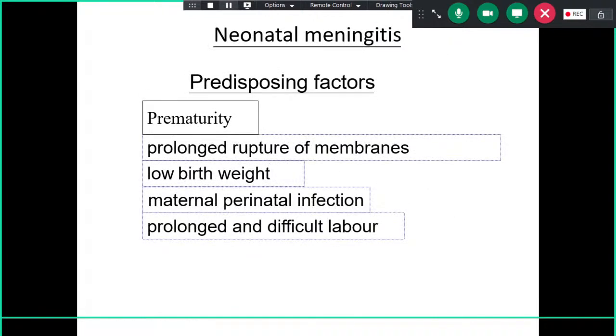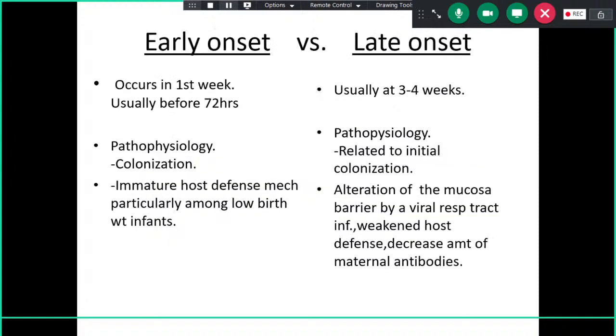So just quickly, what are the predisposing factors for neonatal meningitis? Prematurity, prolonged rupture of the membrane, low birth weight, and maternal perinatal infection. All these predisposing factors help these organisms, E. coli, group B streptococci, and Listeria monocytogenes, present in the birth canal to go upward and affect the baby and the fetus inside the uterus.